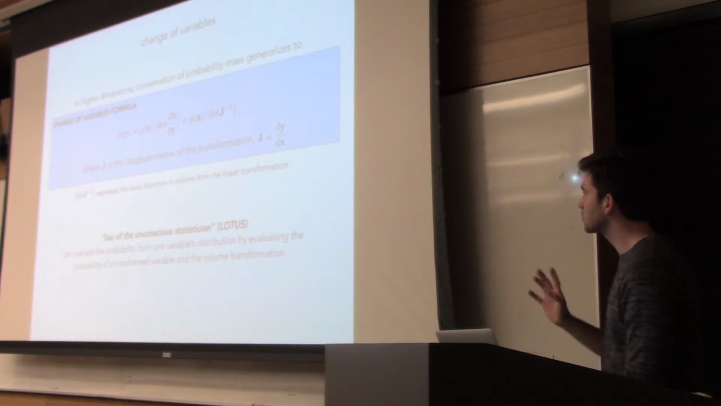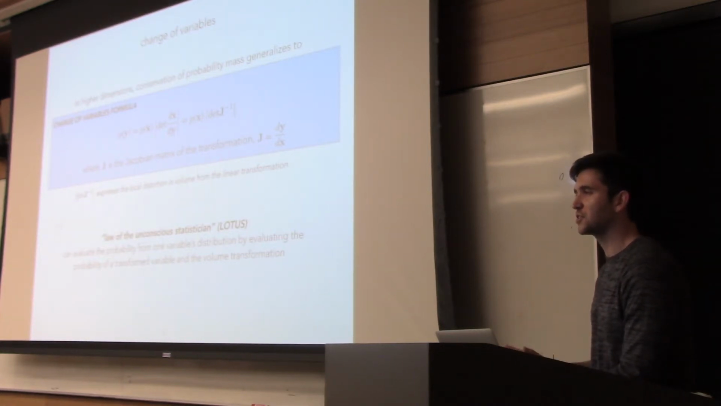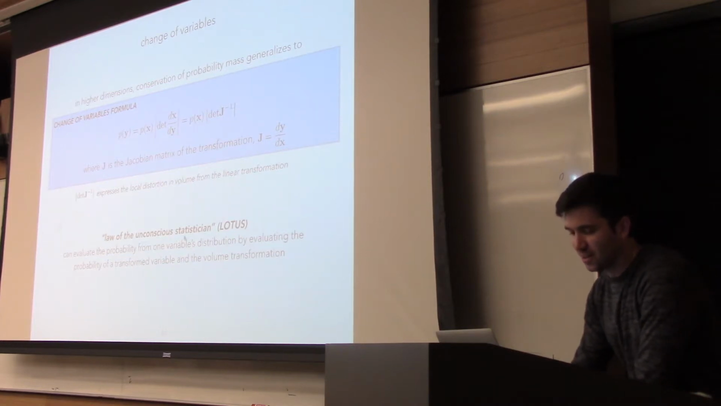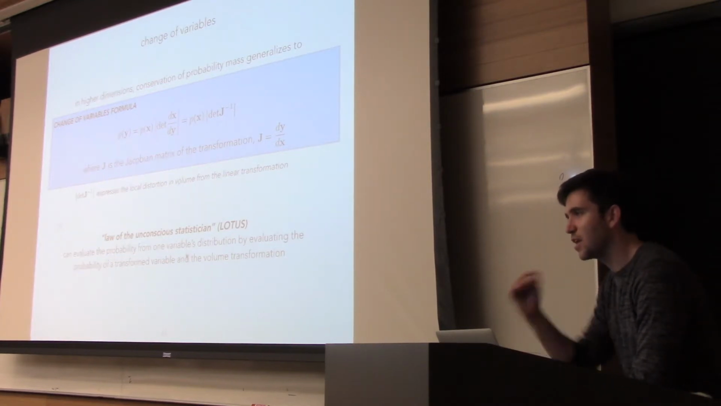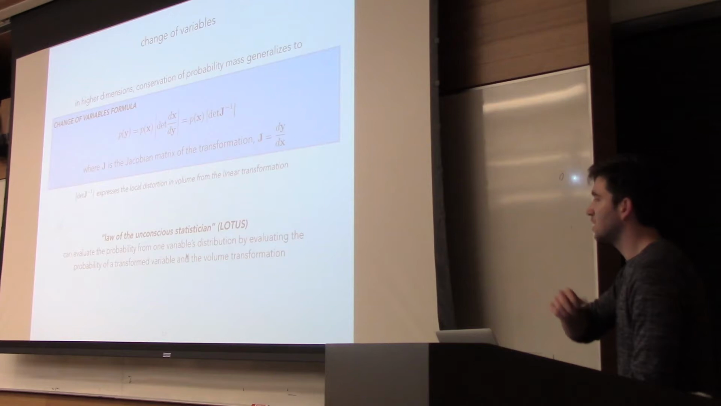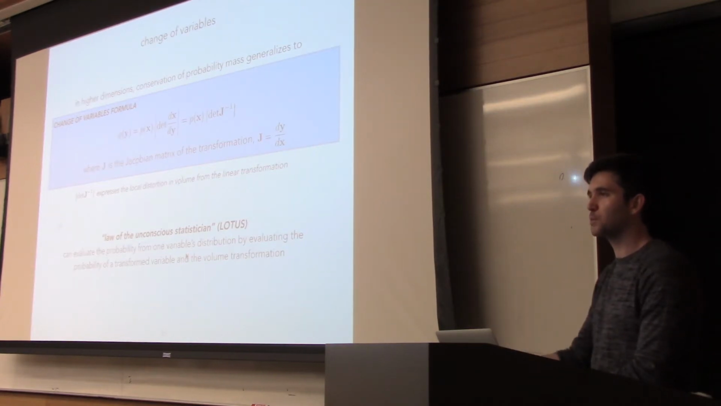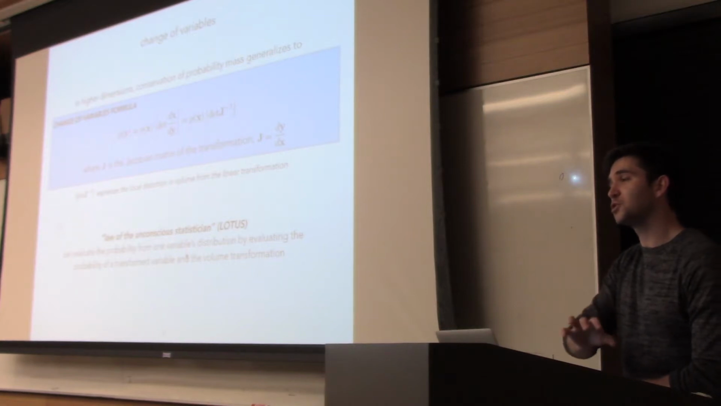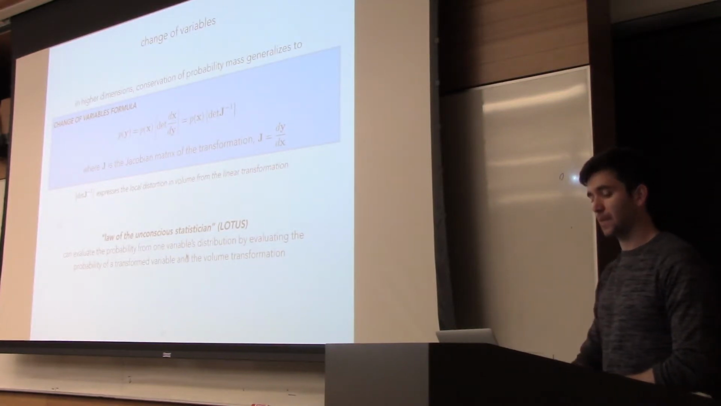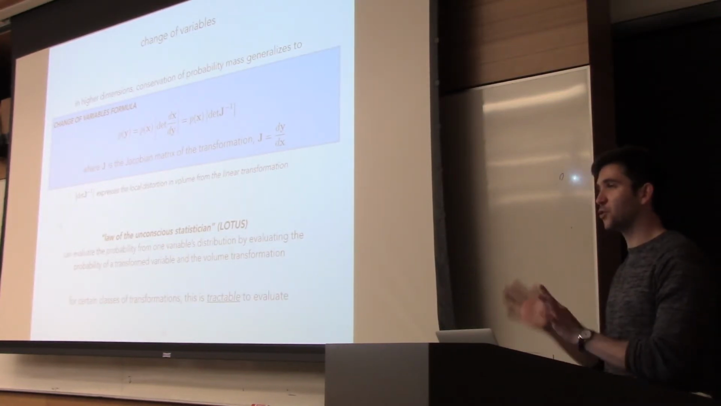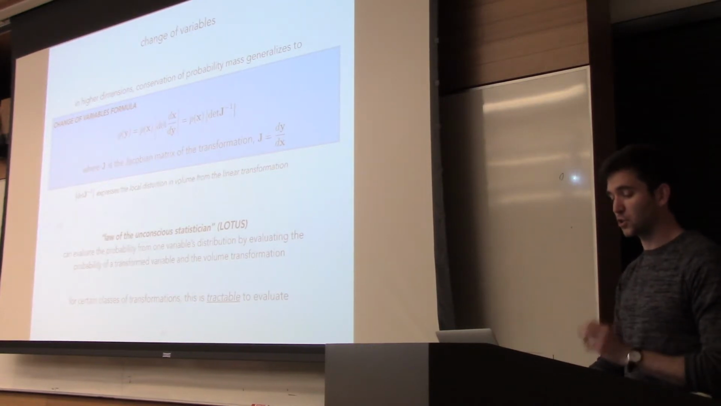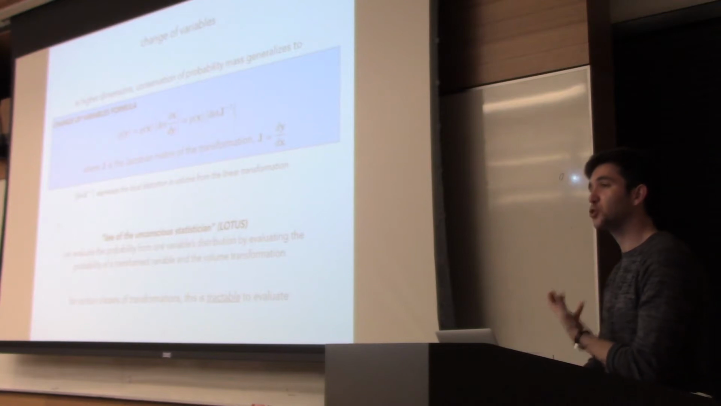And this is also sometimes referred to as the law of the unconscious statistician, which I think is the funniest name for a law, where you actually can evaluate expectations and draw samples from this transformed probability distribution if you know the initial probability distribution and this transformation. So you can do this kind of equivalence between the two spaces if you know the transform and if you know the initial space. And this might actually be tractable to evaluate.